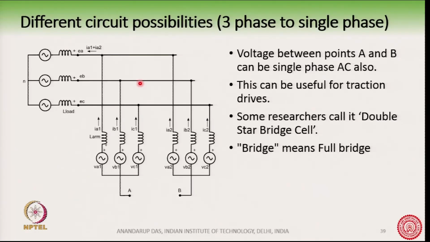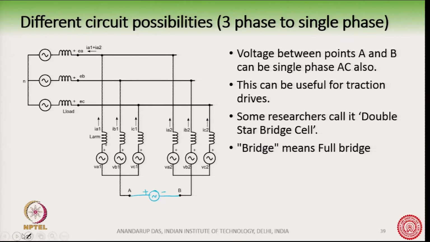The next step is, can I have a single phase AC between points A and B? That means I will try to put a single phase AC here. Is it possible? Yes, in fact, it is possible. How do you understand the operation?